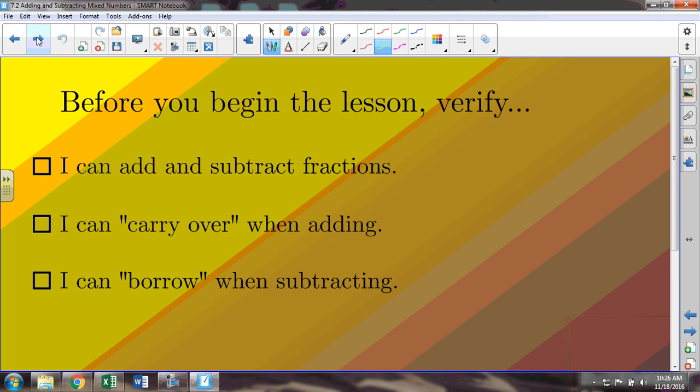Now, of course, there are some prerequisite skills. Before you can add and subtract mixed numbers, you have to know how to add and subtract regular fractions. Whether the denominators are alike or different, you have to know how to add and subtract fractions. If you can't, stop now and go learn that particular skill. Also, with the mixed number method, you'll have to know how to carry over and borrow.